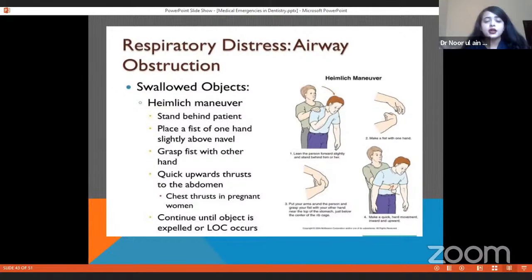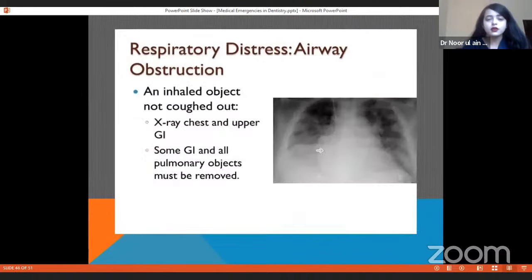You have to stand behind the patient, place the fist of one hand slightly above the navel, grasp the fist quickly with the other hand, quickly upward thrust to the abdomen, a chest thrust in a pregnant woman, and continue until the object is expelled or loss of consciousness occurs. An inhaled object, not coughed out: we see it on the X-ray of the chest and upper GI, and all pulmonary objects must be removed.